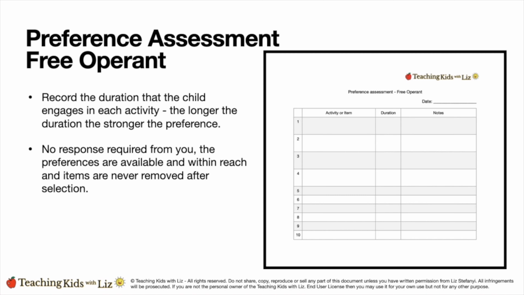for you to use. The free operant preference assessment is where you just watch and record the duration that the child engages in each activity over a period of time. It can be an hour, 15 minutes, depending on your child and the level of activity and the amount of activities or reinforcers they play with throughout the day or for a period of time. The longer the duration they spend playing with a certain item or activity, the stronger the preference they have in that activity. No response is required from you in this type of preference assessment.